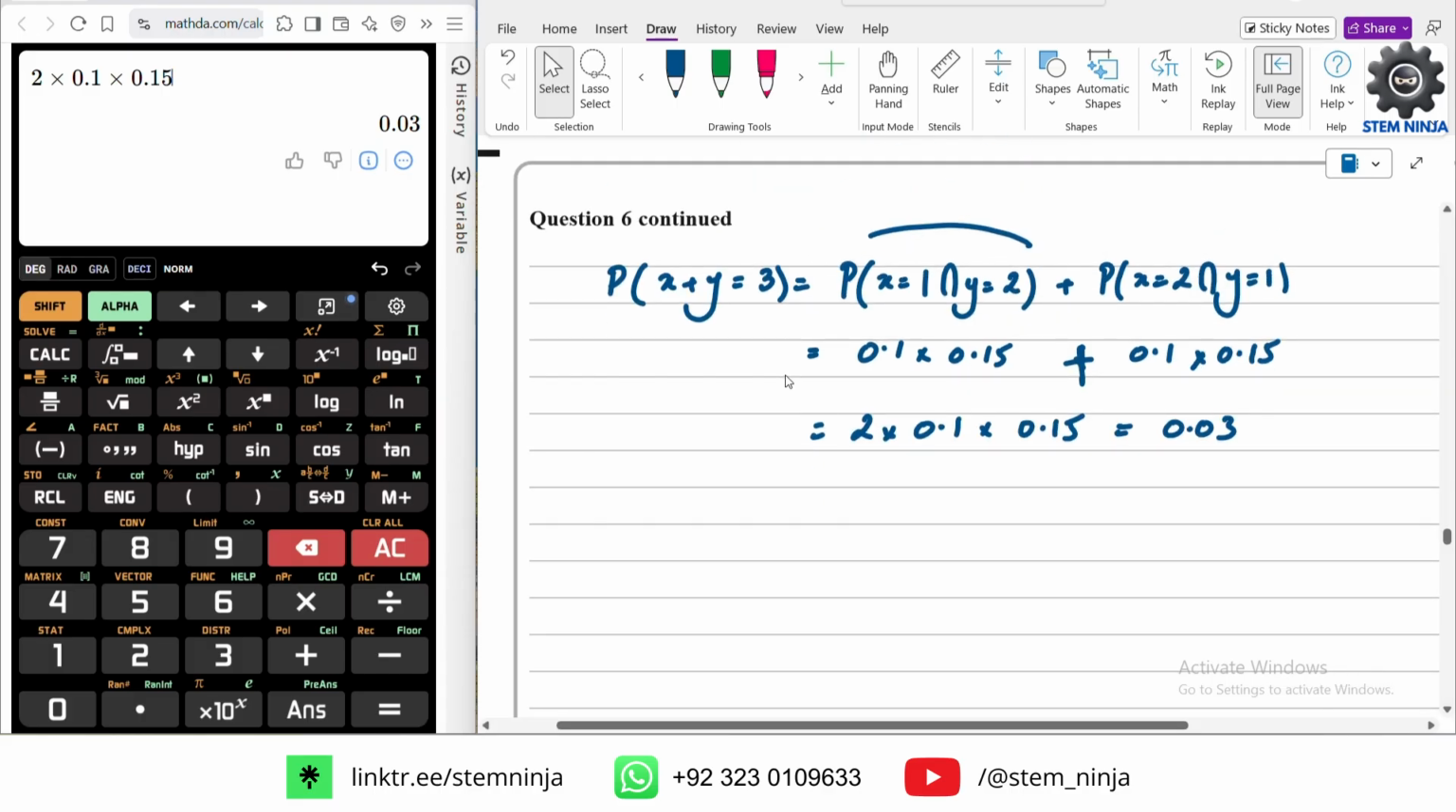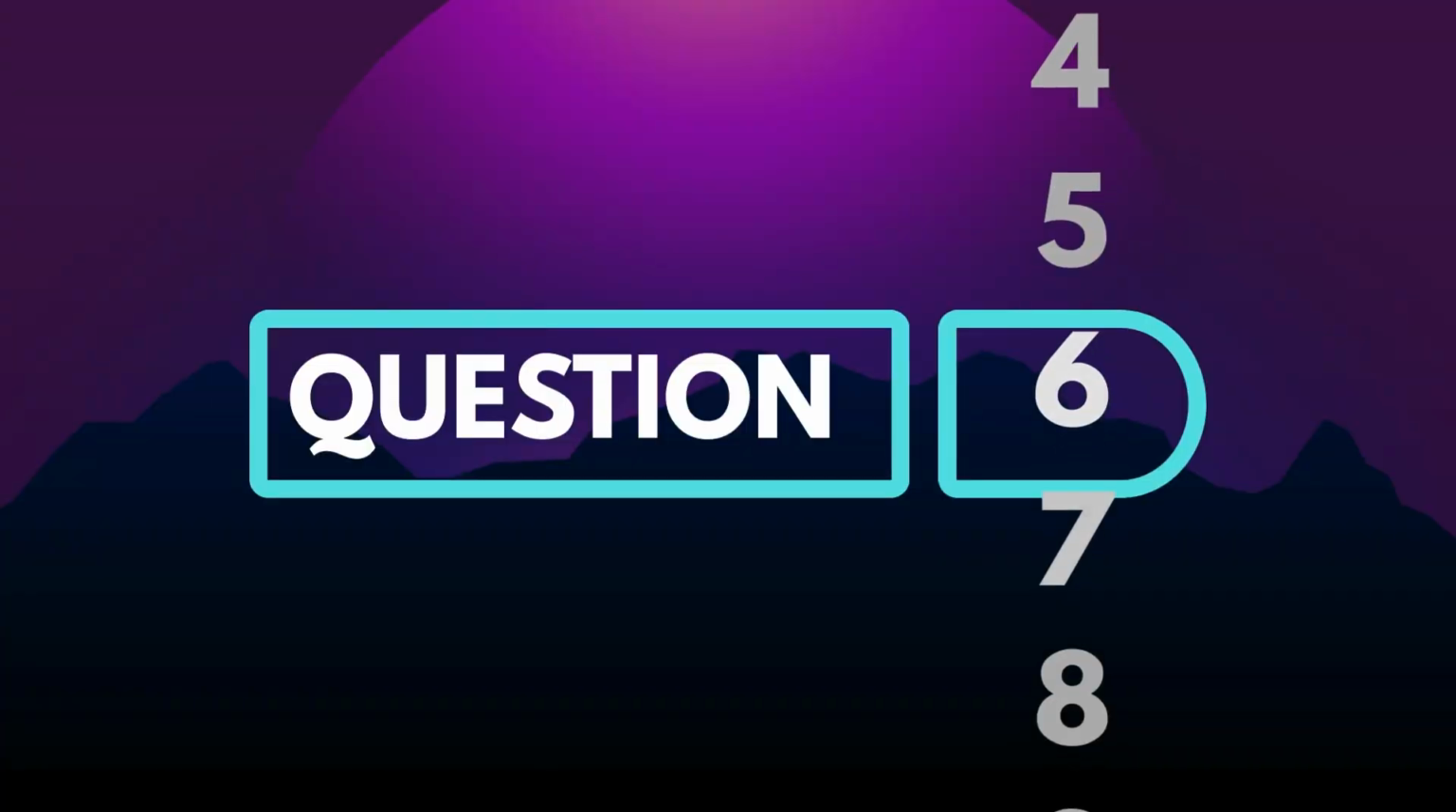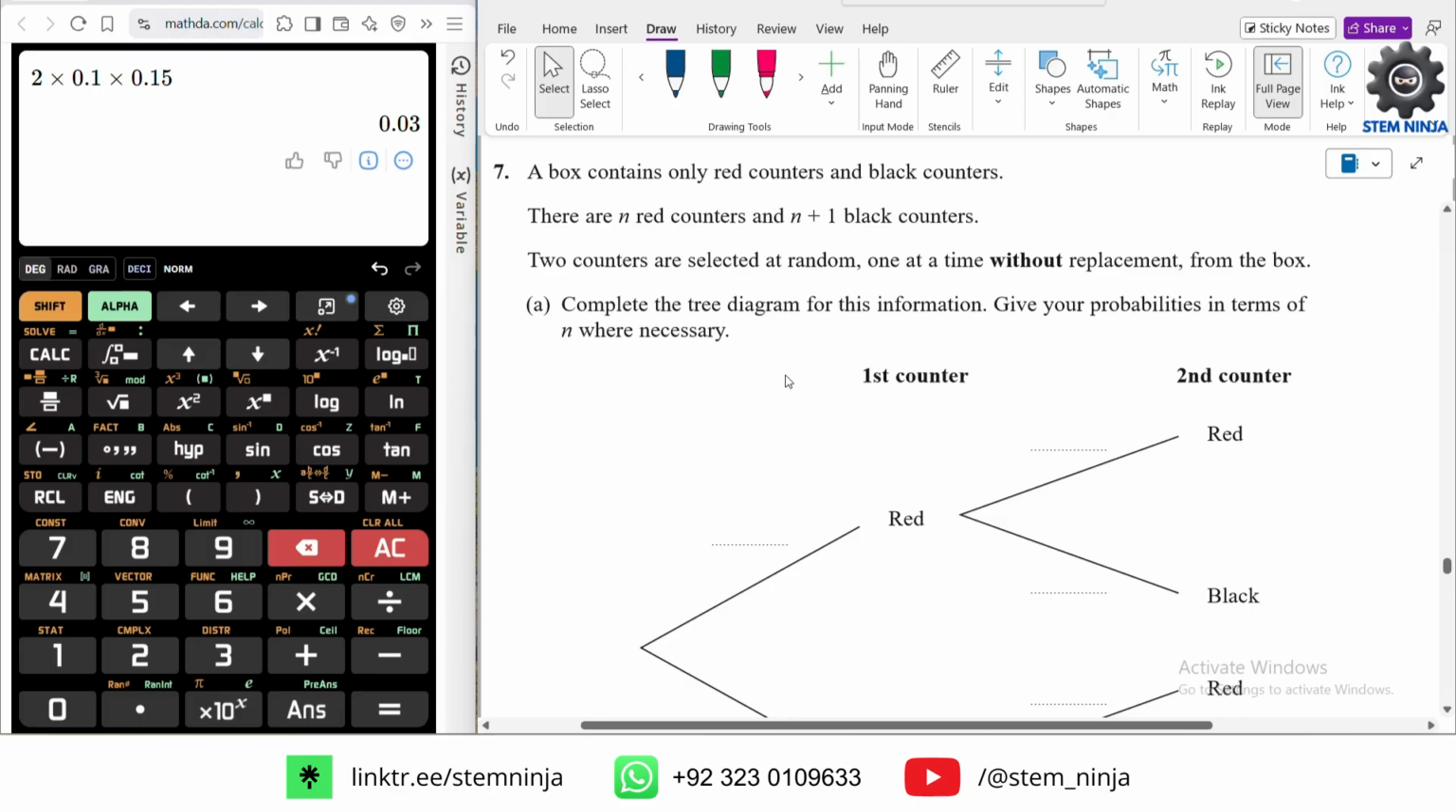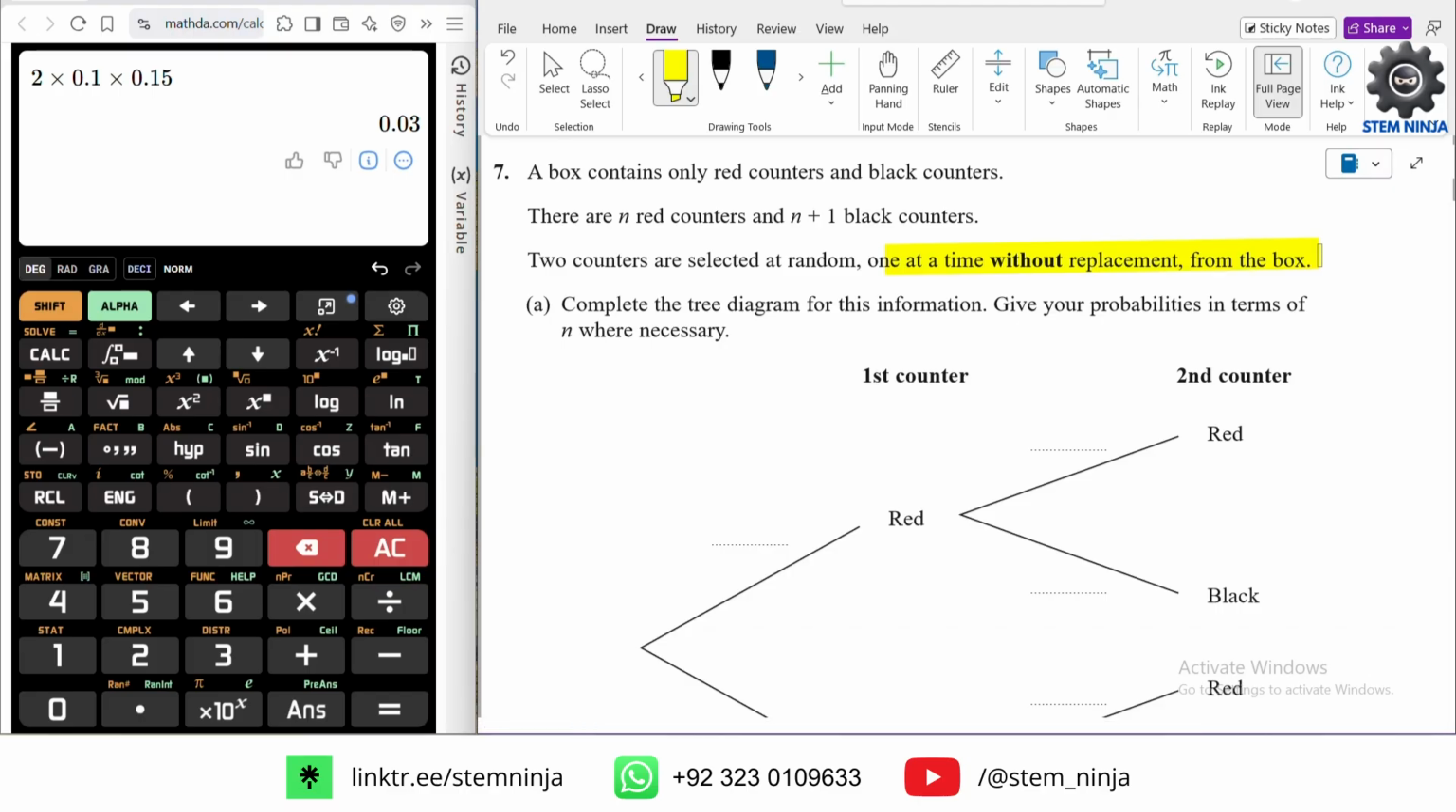Let's move on to question number 7. A box contains only red counters and black counters. There are n red counters and n plus 1 black counters. Two counters are selected at random, one at a time, without replacement from the box. Right, so this is a dependent case. Complete the tree diagram for this information, give your probabilities in terms of n where necessary.